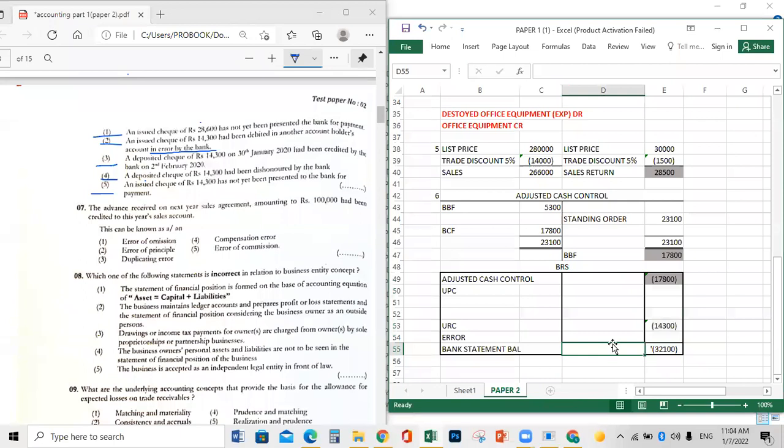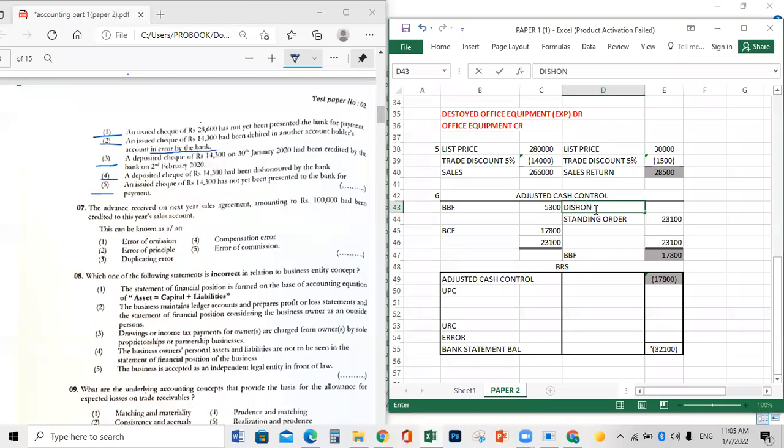A deposited check of 14,300 had been dishonored by the bank. Deposited, dishonored. Which side should you record? Guys, when you deposit a check, your cash control is debited. When it is dishonored, your cash control should be credited. So when there is a check deposited and dishonored, your cash control becomes credit.